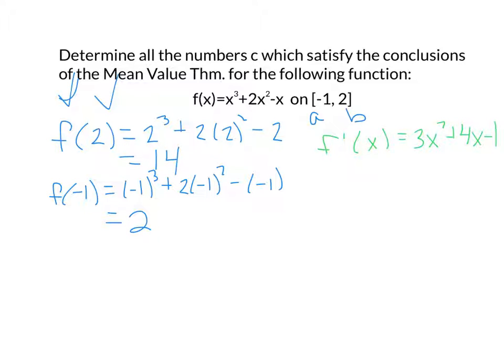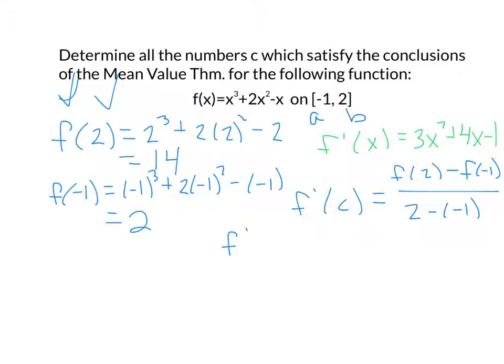So the mean value theorem tells me that somewhere I have f prime of c equal to f of b, so f of 2, minus my f of negative 1, all over 2 minus negative 1. So plugging in what I know, I have f prime of c equals 14 minus 2 over 2 plus 1. So I have 12 over 3, which equals 4. So it's saying somewhere this derivative equals 4. So I'm going to plug that in.